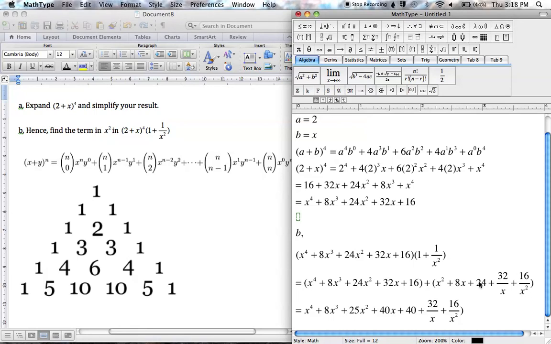And then once you get to that, you add up all the terms, and you're going to get this right here, which is x to the power of 4 + 8x to the power of 3 + 25x squared + 40x + 40 + 32 over x + 16 over x squared. And you can see that it's asking for the x squared term, and the coefficient of that is 25. So the correct answer would be 25x squared, because it's asking for the term, not the coefficient.